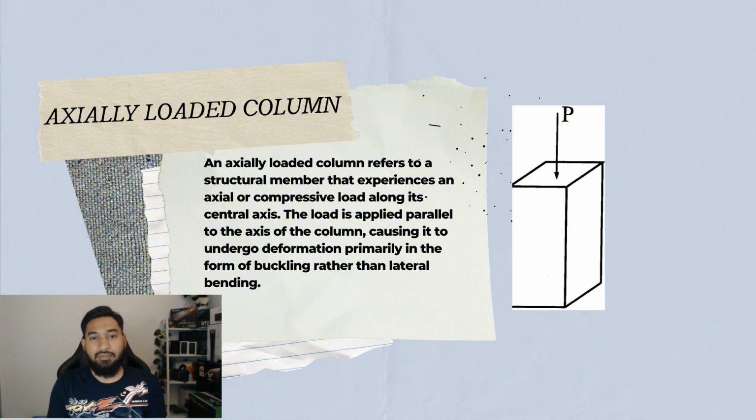Thank you very much to my fellow member Shamil. Now I am going to explain about axially loaded column. An axially loaded column refers to a structural member that experiences an axial or compressive load along its central axis. The load is applied parallel to the axis of the column, causing it to undergo deformation primarily in the form of buckling rather than lateral bending. So I will hand over the next slide to another member.